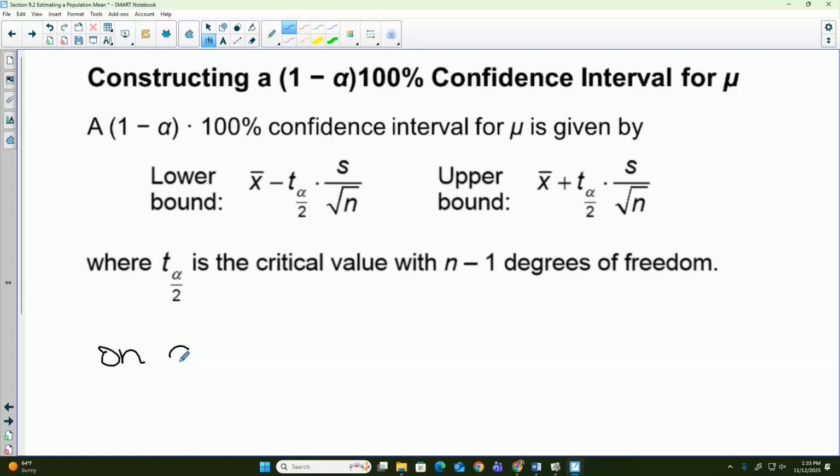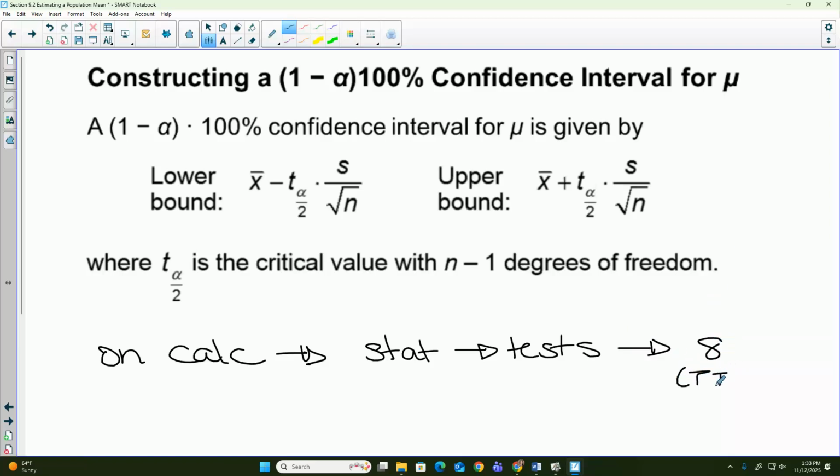On the calculator, I'll show you how to do both, but we will be going to stat, test, let me check, let me see the names. Number 8. It's called T interval. So when we do it on the calculator, that'll be the process.